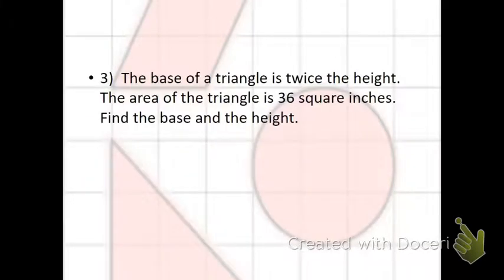All right, the base of a triangle is twice the height. The area of the triangle is 36 square inches. Find the base and the height. If you really want to draw yourself a little diagram, you can. I don't know that that's necessary. I think we just need to use our area formula and what they told us. So if we are working with a triangle, we should know our area is equal to 1/2 base times height.